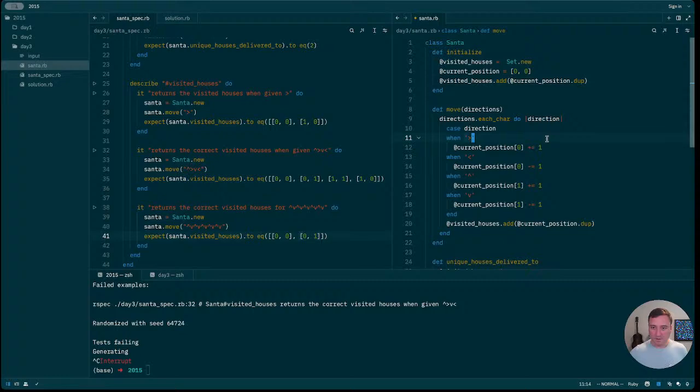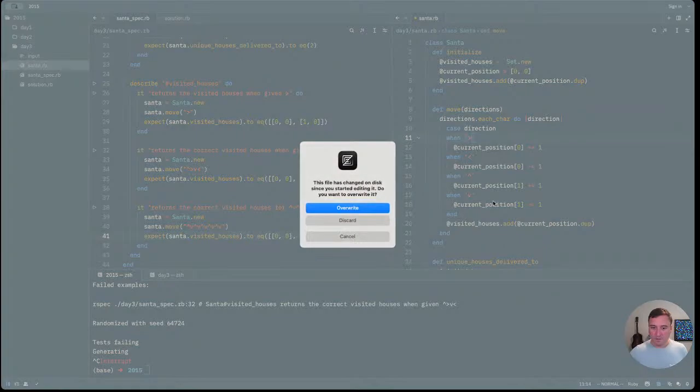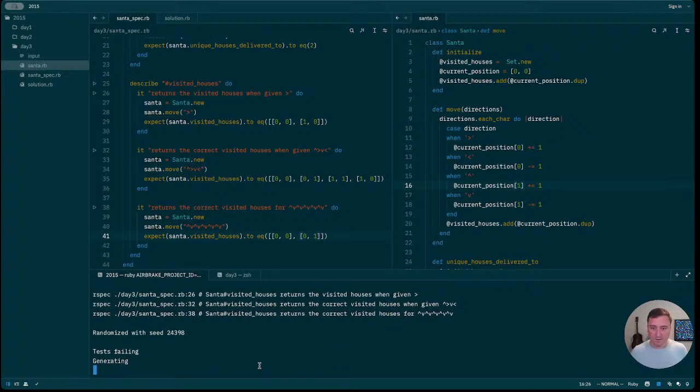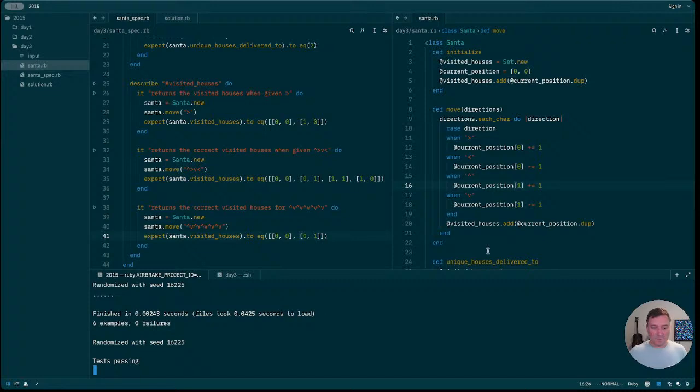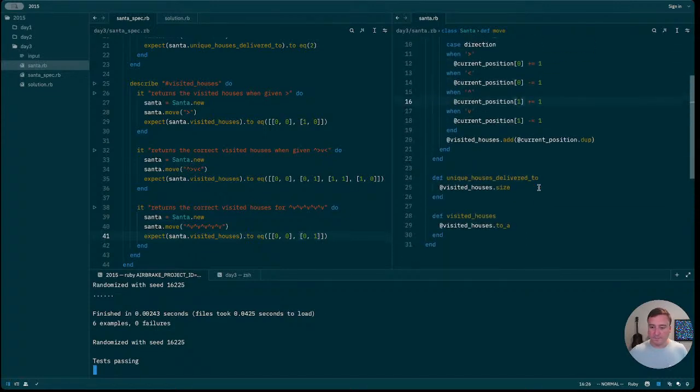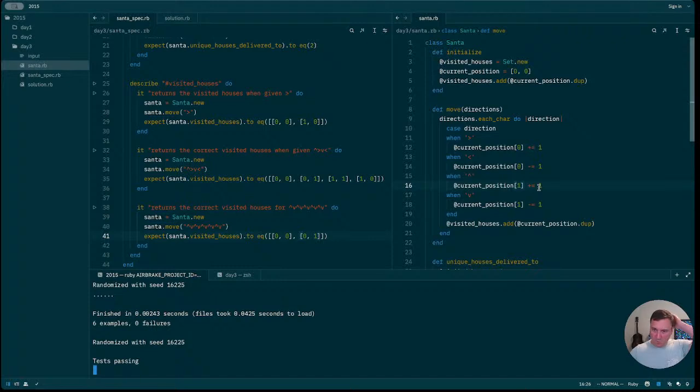Actually, let's do this. And now we should be able to restart those tests. Get it to edit the, right, visited houses, cool. So now we have access to visited houses.